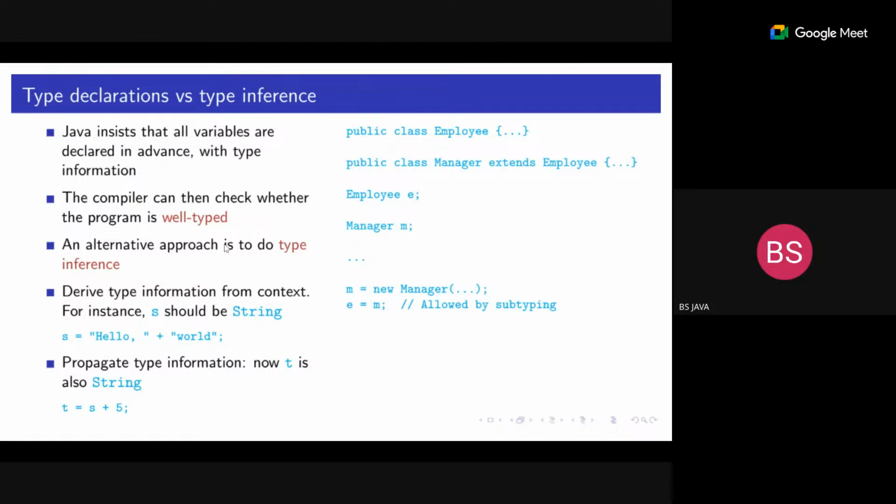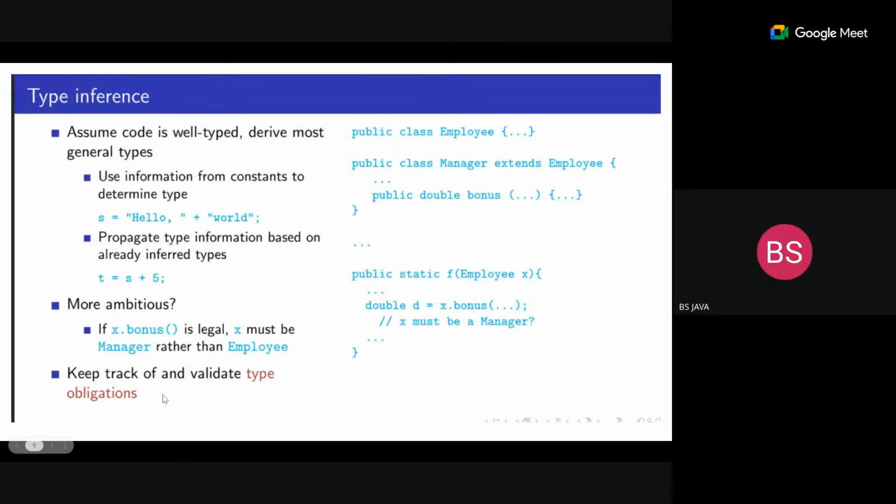An alternative approach is to do type inference: derive type information from the context. For example, s should be a string here because s equals "hello" plus some word, so it is string concatenation you are doing. Propagate type information: note that t is also a string. t equals s plus 5. s is a string and we are doing string concatenation, so t must be a string. So Java allows this type inference also.